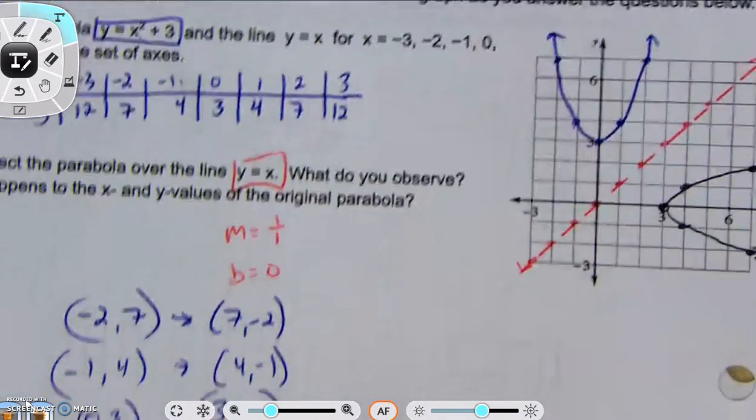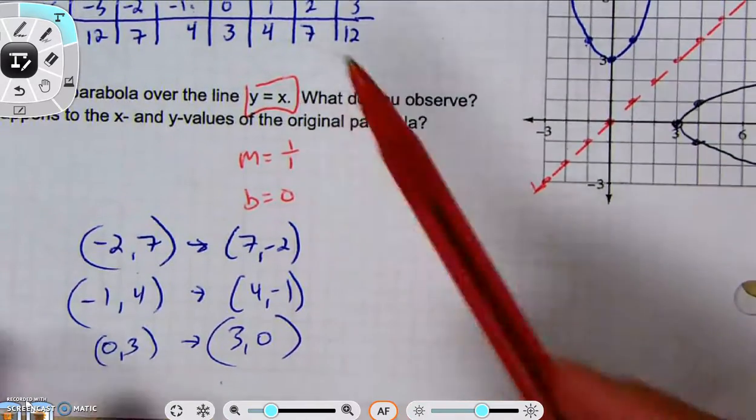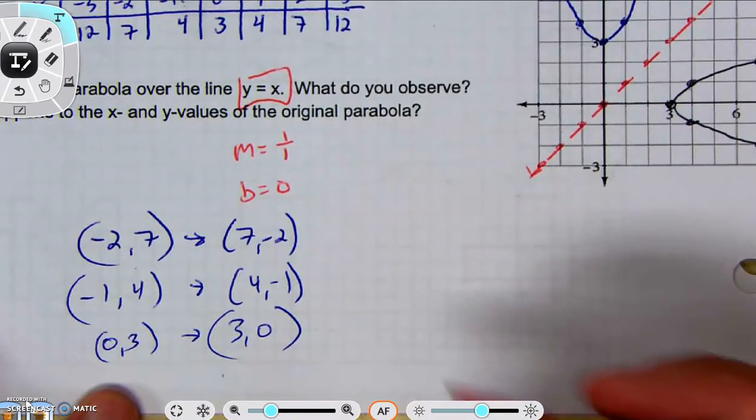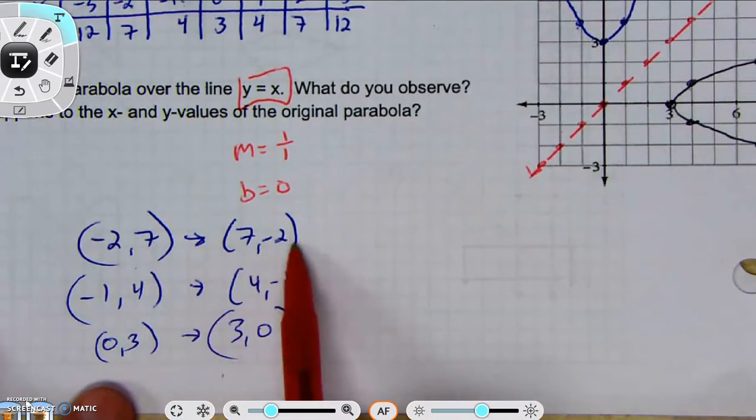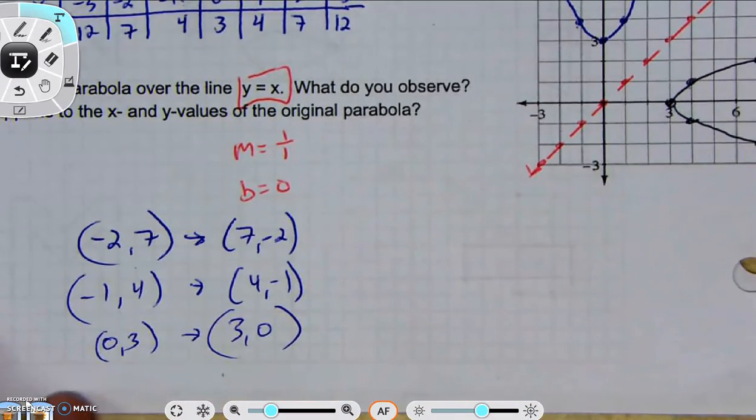So some of us are seeing a pattern here. One thing that happens if I'm reflecting over y equals x is they just switch. So negative 2, 7 becomes 7, negative 2. Negative 1, 4 becomes 4, negative 1. So my x and y's are just switching with each other.